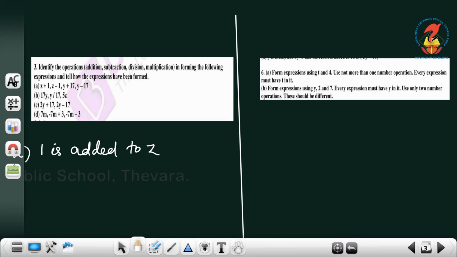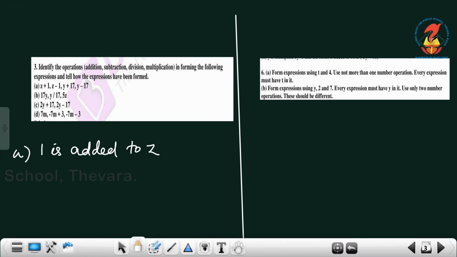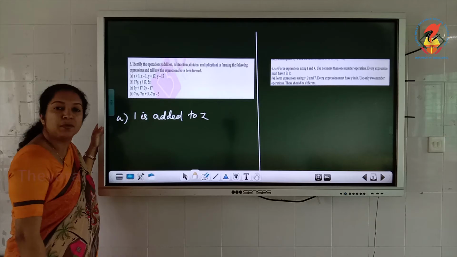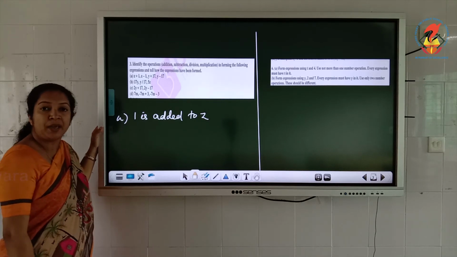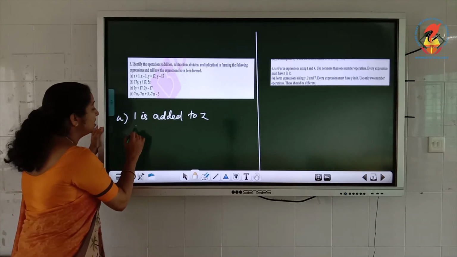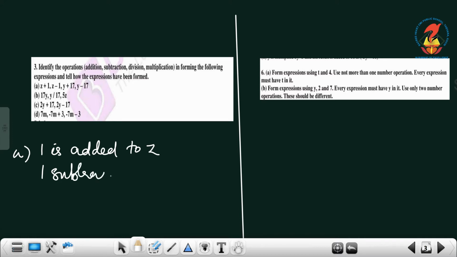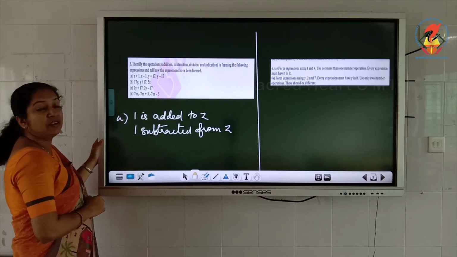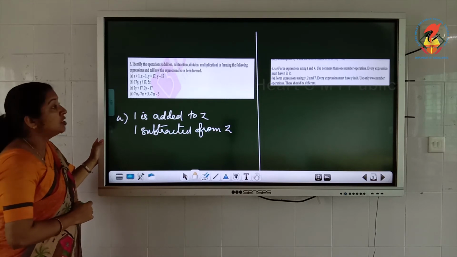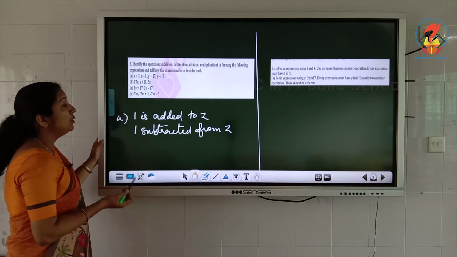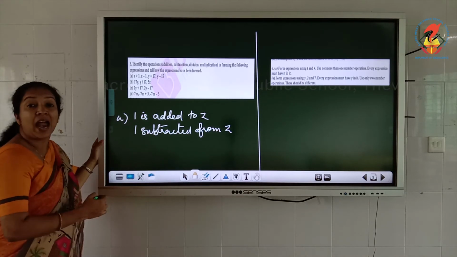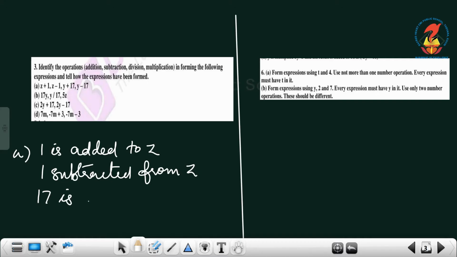Then the second part is z minus 1. What is the operation? Subtraction is the operation. How is it formed? 1 subtracted from z. 1 subtracted from z. Next, y plus 17. Addition is the operation. How is it formed? 17 is added to y. 17 is added to y.